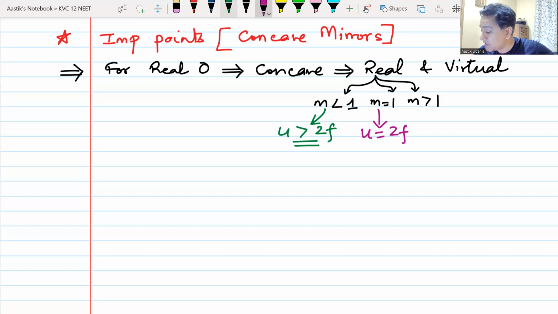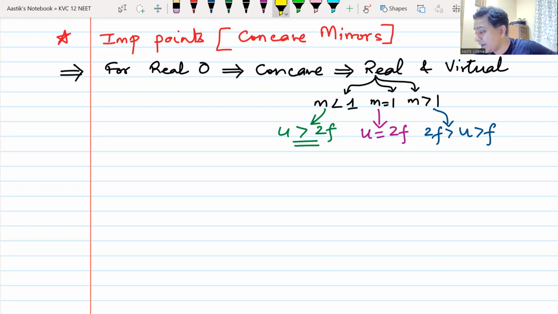Where is the magnification greater than 1? Between center of curvature and focus. So 2f is greater than u is greater than f. Do we understand this? Yes or no? Yes, sir. The object lies between f and 2f.